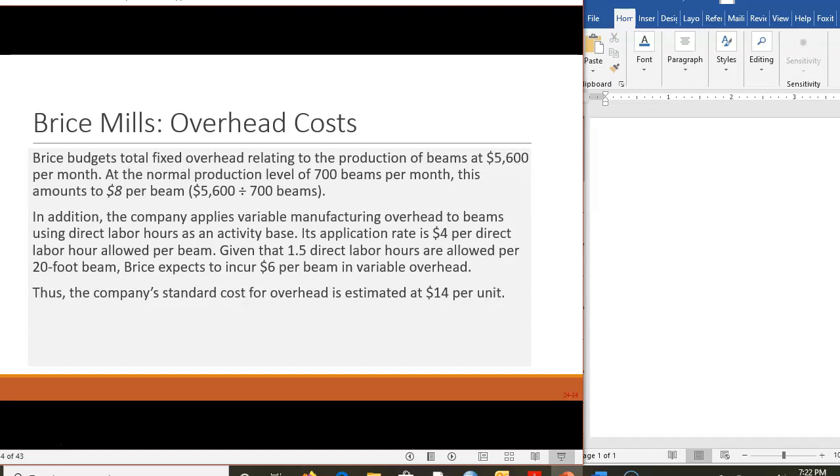So in this example here, we have budgeted total overhead of $5,600, and we predict that we're going to make 700 beams per month. So our overhead rate for fixed overhead is $8 per beam. We also decide that we're going to apply variable manufacturing overhead using direct labor hours as an activity base. That gives us a $6 per beam variable overhead rate.